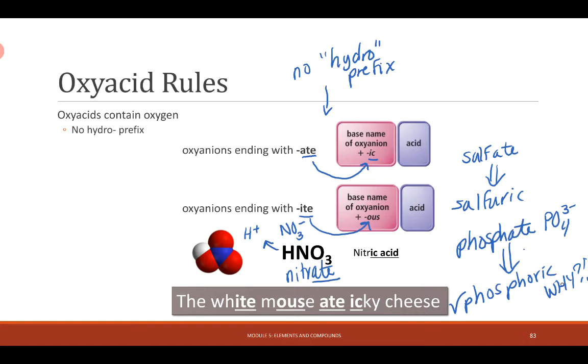So I do have a saying for you to help you remember which suffix gets changed into what. And so that saying is the white mouse ate icky cheese. And so you can see here that "ite" gets changed to "us" and "ate" gets changed to "ic."